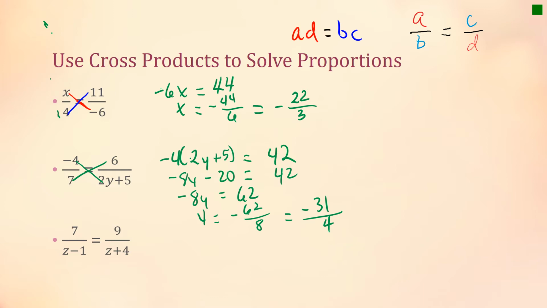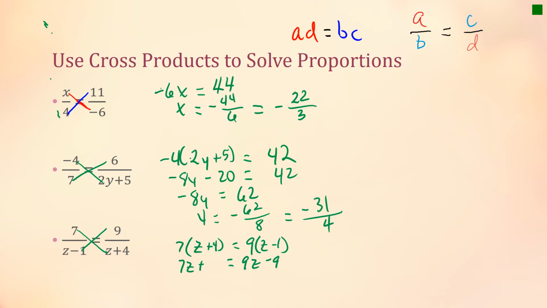All right, well, let's do one. We're going to have to do the distributive property twice. Again, we're going to make the extremes equal to the means. So then we're going to have 7 times z plus 4 equals 9 times z minus 1. All right, so that's going to be 7z plus 14 equals 9z minus 9.